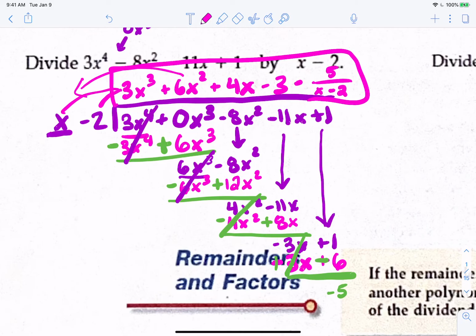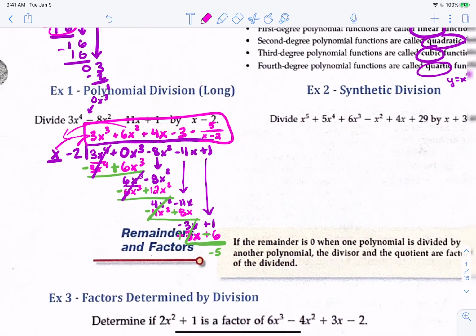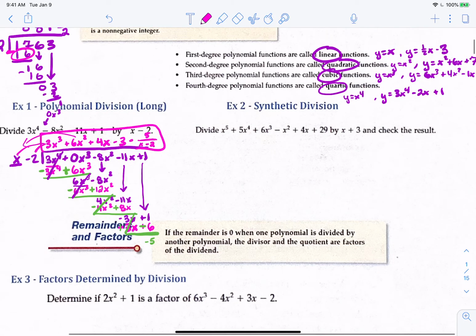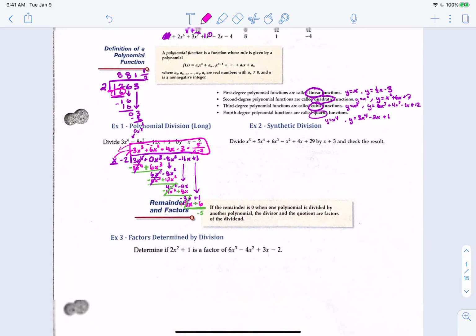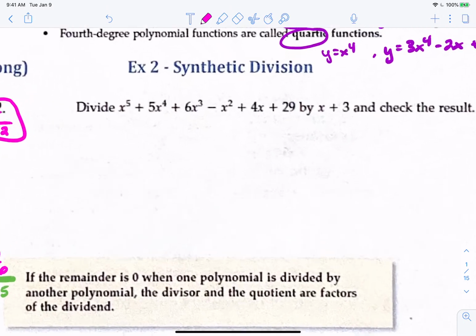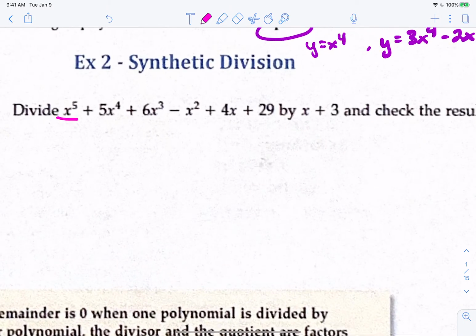Okay. All right, we'll do a synthetic division one. That's this guy over here. You will like synthetic division a lot better. What's the difference? Okay, you'll see. The difference is how you set it up. Okay, so long division and synthetic division. Okay, are we ready to move on to synthetic division? Yeah? Okay, we are taking this guy and we are dividing by x plus 3.